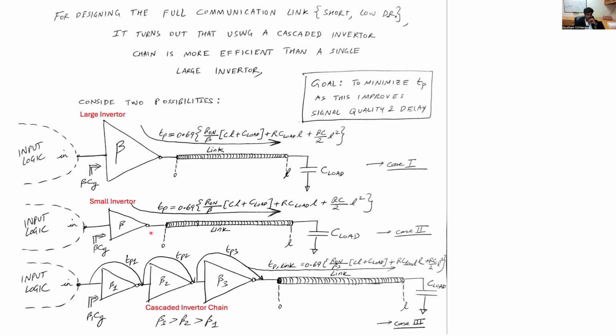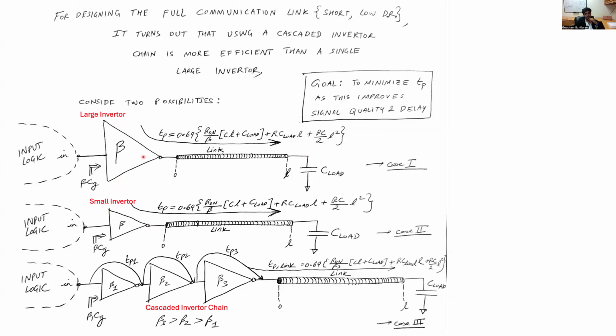Similarly, if you use a small inverter, in this case, this would slow down the data transmission to the link because of the larger on resistance of this inverter. However, it would relatively speed up the behavior of the input logic because it adds a very small input capacitance, beta times CG. So in case one, it speeds up the transmission and slows down the input logic. In case two, it slows down the data transmission but speeds up the input logic.